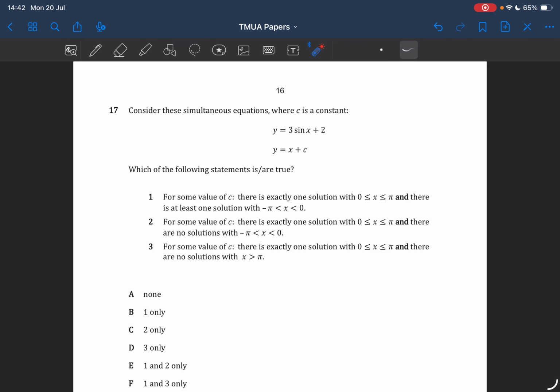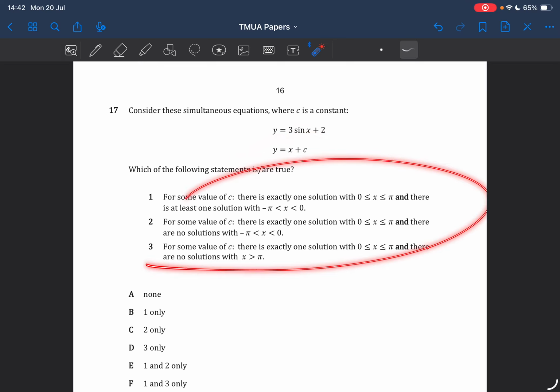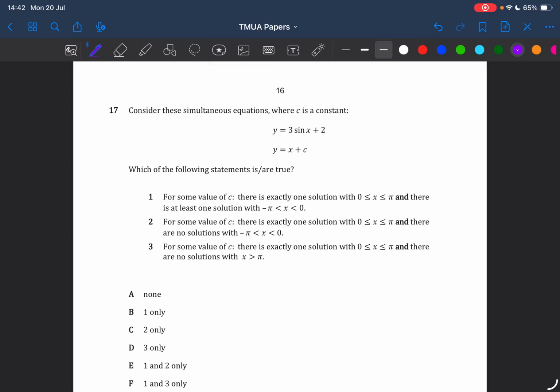We have simultaneous equations. Y is 3x plus 2, and y is x plus c. So which of the ones are true? Okay. So let's draw out that sine function first.